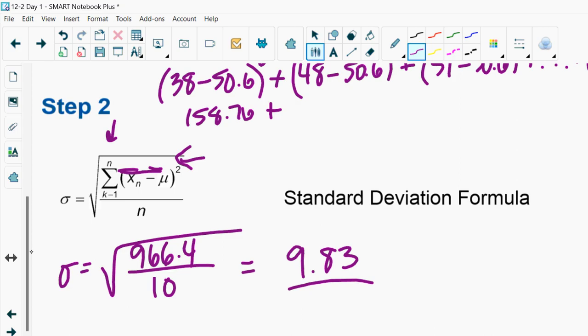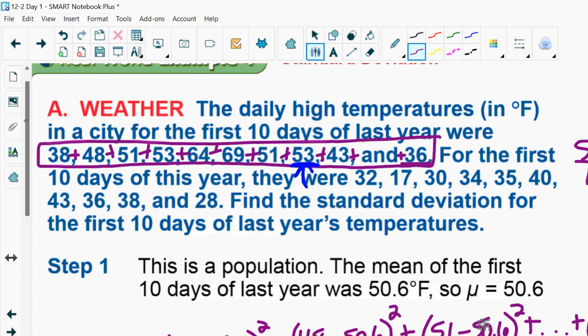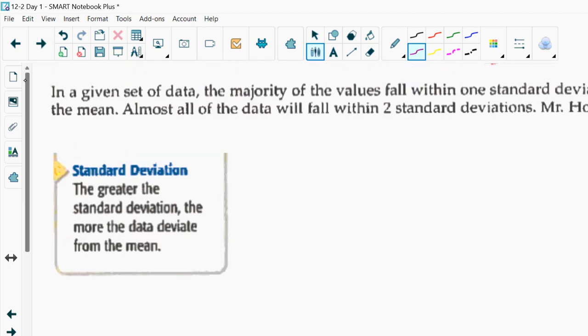So what does that mean? Well, it's hard to tell what it means when we only have one standard deviation. Usually we're comparing different things. What you're going to do for your homework in a minute is answer a few questions, but you're also going to go back and do the standard deviation for these other 10 numbers, and then we can compare the standard deviations to see which had more spread out data. And so in a minute when I show you the assignment, when it says go back and do the other 10 days, that's from this example, okay? But really quick, what does that mean?